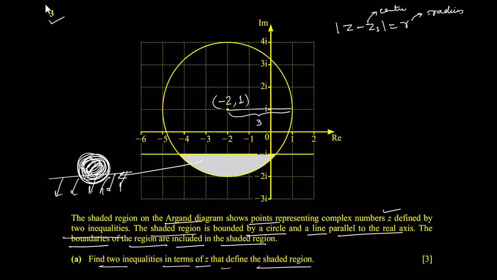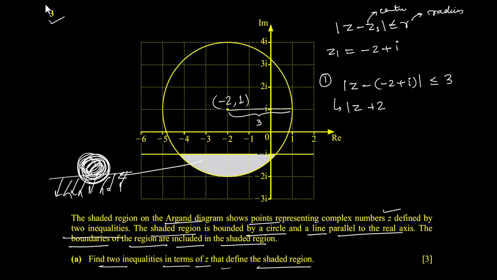If we take the intersection of these two, then only we'll get this region. So the first inequality would be, in this case, we are going to take the less than or equals to 3. Here z1 is -2 plus iota. So the first inequality becomes modulus of z minus (-2 plus iota), which is the center, is less than or equals to the radius, which is 3. Or we can simplify this and write modulus of z plus 2 minus iota less than or equals to 3. That's the first inequality.